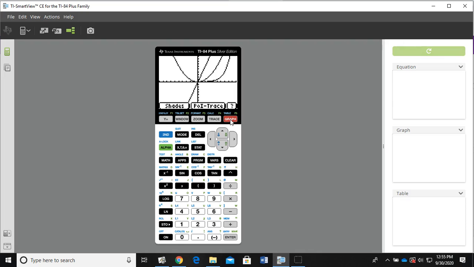Hit zoom 6 if you're not seeing anything. My thing is wider. Hit zoom 6. Zoom 6 will always make it be the standard window on your calculator.